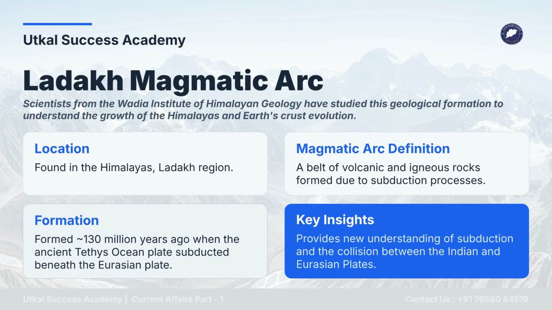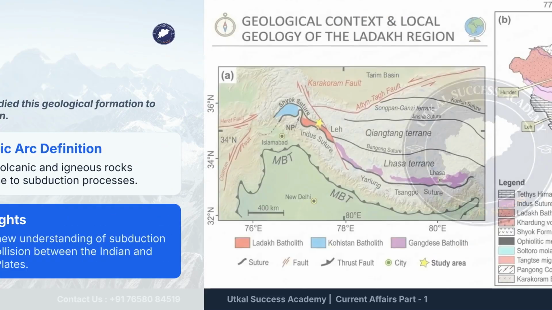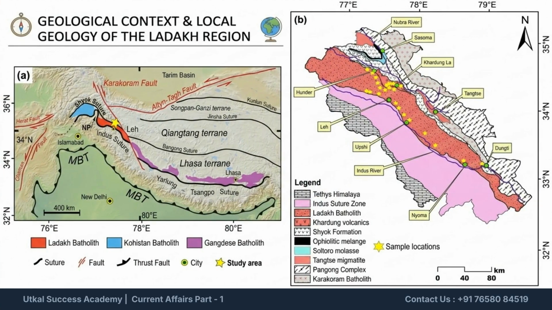We begin with the Ladakh magmatic arc. Scientists studied this formation to understand the growth of the Himalayas and the evolution of Earth's crust. It's located in the Ladakh region of the Himalayas. These maps show the geological context and local geology of the Ladakh region, highlighting important batholiths, sutures, and faults.